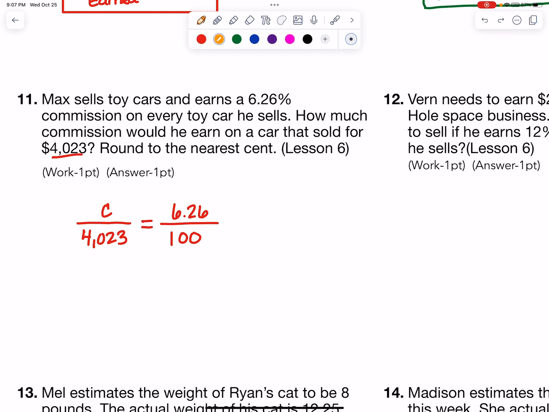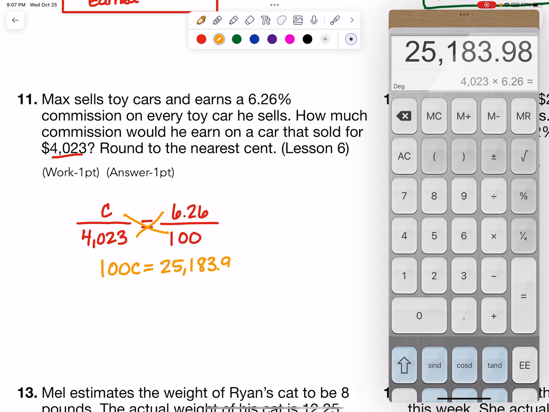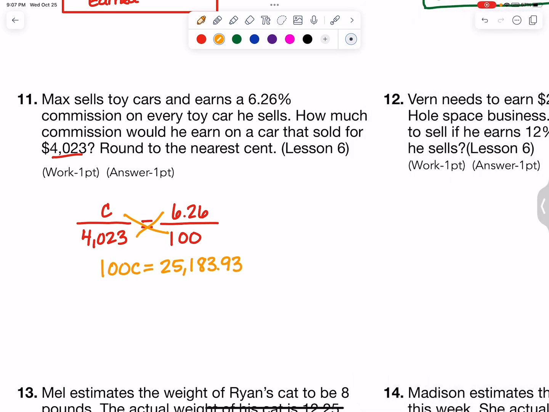Okay. All right, let's go ahead and do means extremes. So we have 100C equals whatever that multiplication is, 4023 times 6.26. And we have $25,183.98. Oh, sorry, it's not really money yet. It's just a number. Isolate the variable, divide both sides by 100, and we end up with a commission, 2 M's and 2 S's, of dividing by 100, so 2 swoops to the left. How much are you earning for these toy cars, Max?